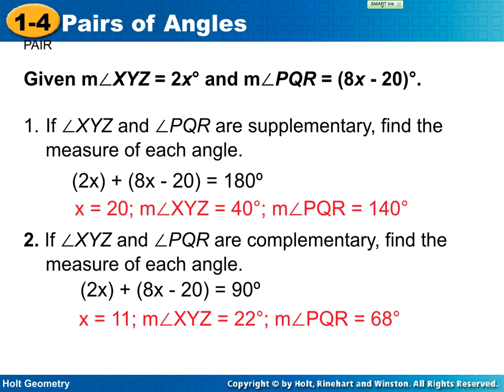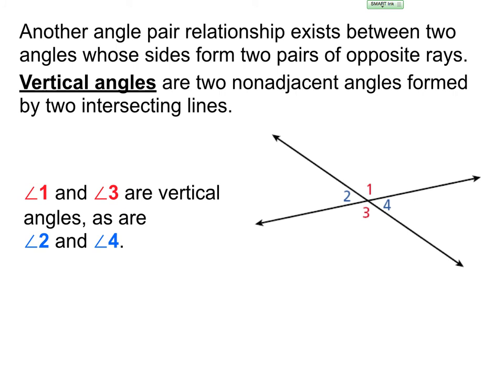Okay, how are you going to remember complementary and supplementary? Some students have said a C has one curve, the S has two curves, it's twice as much. The P's: complementary, one P; supplementary, two P's, it's twice as much. If that helps you in any way, you can use those ideas.